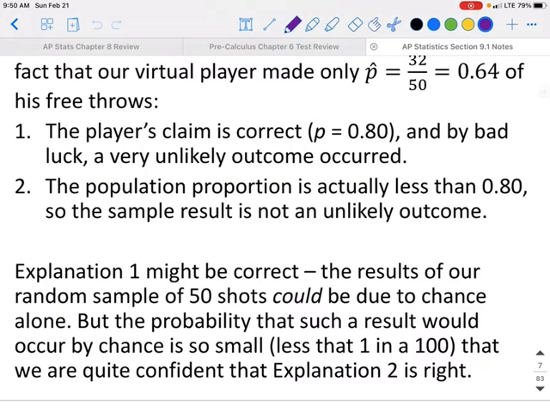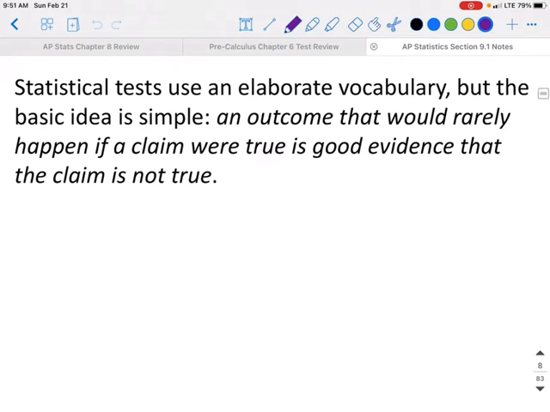Explanation 1 might be correct. The result of the random sample of 50 shots could be due to chance alone. But the probability that such a result would occur by chance is so small, again, less than 1%, that we are quite confident that it's actually explanation 2 and that he's not actually an 80% free throw shooter. Statistical tests use an elaborate vocabulary, but the basic idea is simple. An outcome that would rarely happen if a claim were true is good evidence that the claim is not true.